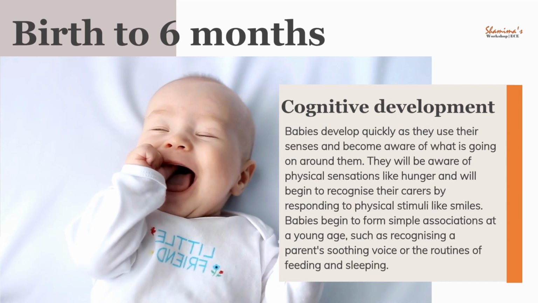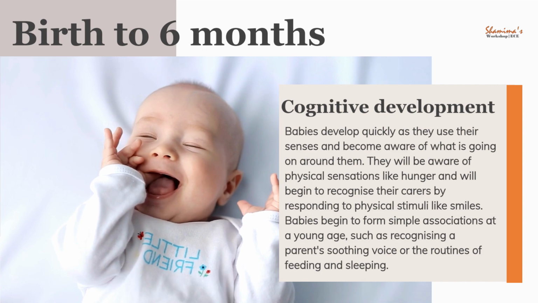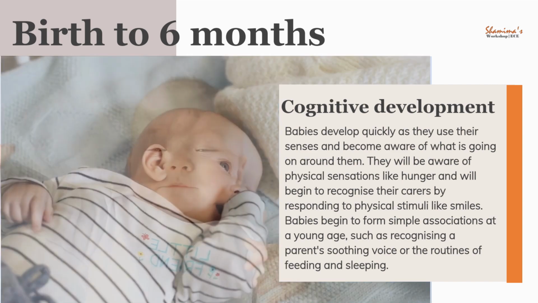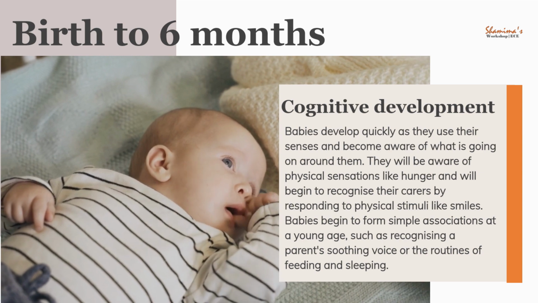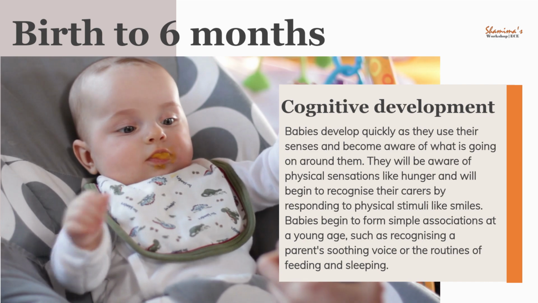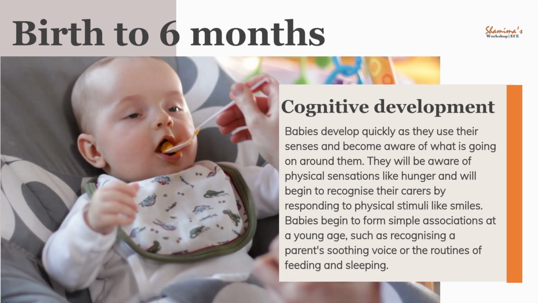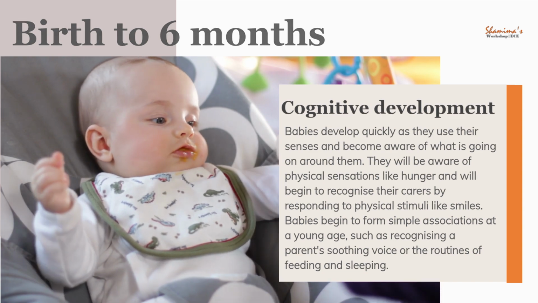Birth to 6 months. Cognitive development. Babies develop quickly as they use their senses and become aware of what is going on around them. They will be aware of physical sensations like hunger and will begin to recognize their carers by responding to physical stimuli like smiles. Babies begin to form simple associations at a young age, such as recognizing a parent's soothing voice or the routines of feeding and sleeping.